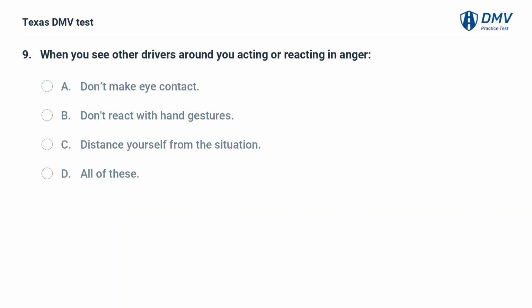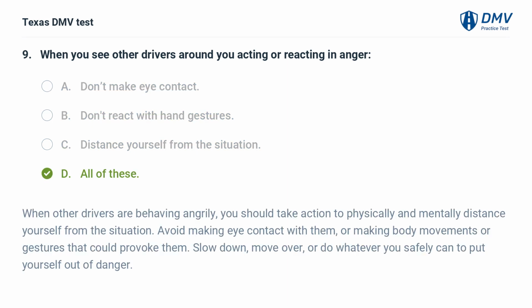When you see other drivers around you acting or reacting in anger: A. Don't make eye contact. B. Don't react with hand gestures. C. Distance yourself from the situation. D. All of these. The answer is D. All of these. When other drivers are behaving angrily, you should take action to physically and mentally distance yourself from the situation. Avoid making eye contact with them, or making body movements or gestures that could provoke them. Slow down, move over, or do whatever you safely can to put yourself out of danger.